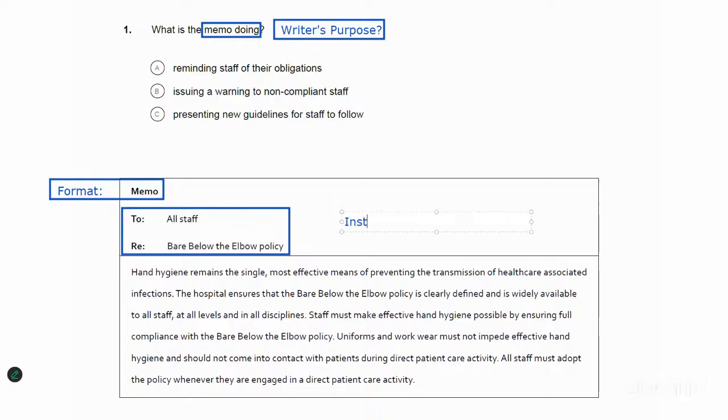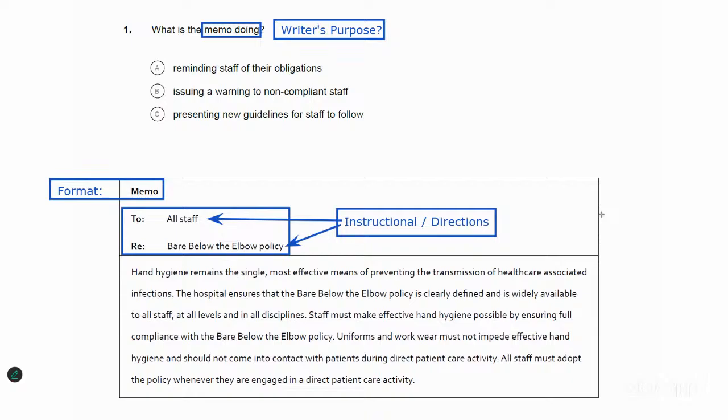This is instructional, or you can say directive. So instructions and directions to the staff regarding policy. You have to understand these two things. Instructions and directions to all the staff, and instructions regarding bare below the elbow policy. Remember that. Now match options to the text. Step number 4. Match options to the text.